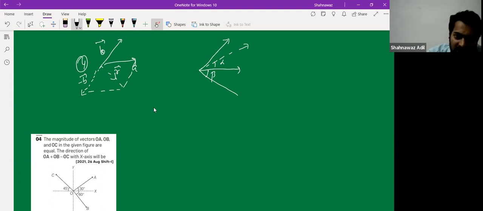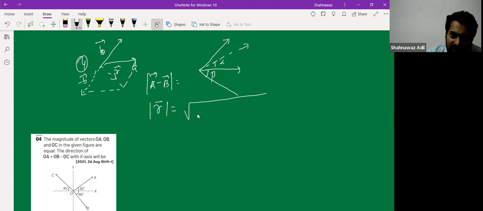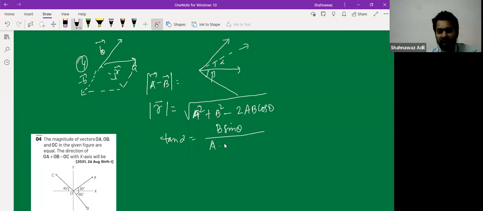Okay, so what was the magnitude for the subtraction part? Iram, can you recall? Iram, are you listening? Yes, sir. So what was the magnitude of the resultant for the subtraction of two vectors? Let's say A square plus B square. And there was a minus sign. Yes or no? Yes, sir. And the direction was? Yes. And what was here? A plus B cos theta or A minus B cos theta? Minus B cos theta.